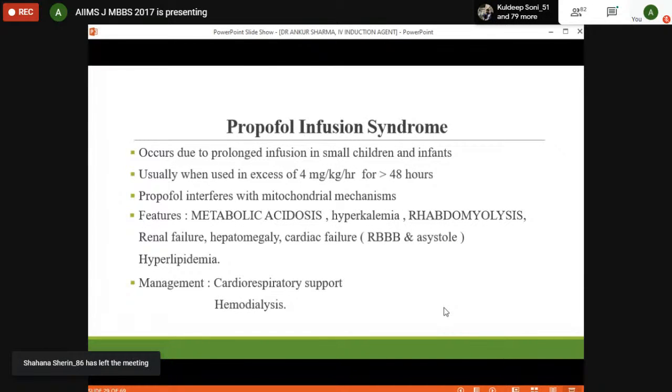It occurs due to prolonged infusion in small children and infants, usually when used in excess of 4 mg per kg per hour for more than 48 hours. It interferes with the mitochondrial mechanism, and it can cause metabolic acidosis, hyperkalemia, rhabdomyolysis, renal failure, hepatomegaly, cardiac failure, and hyperlipidemia. Suppose it develops, then we should go for cardiorespiratory support and hemodialysis.